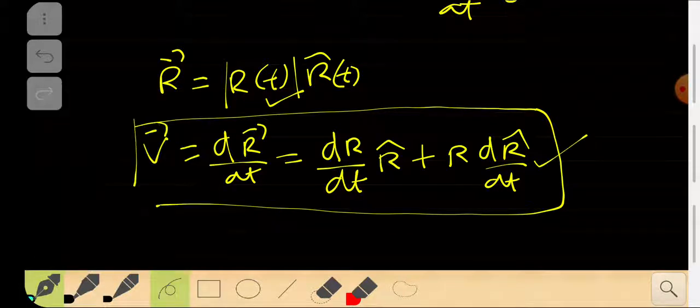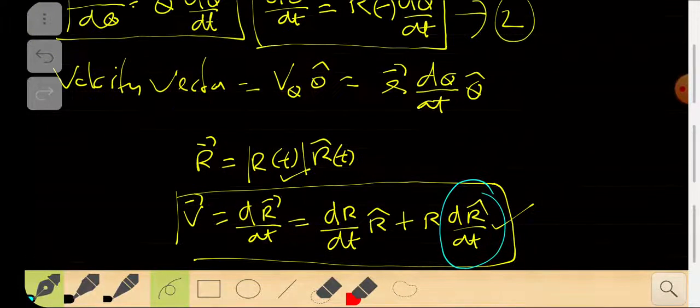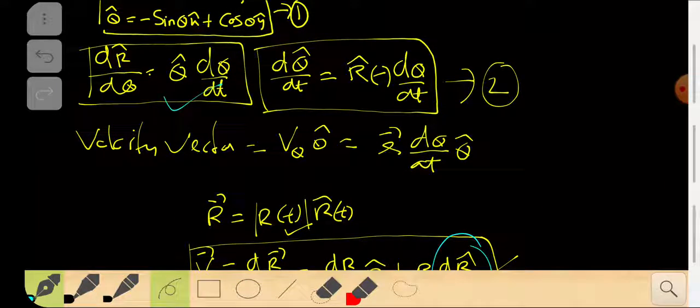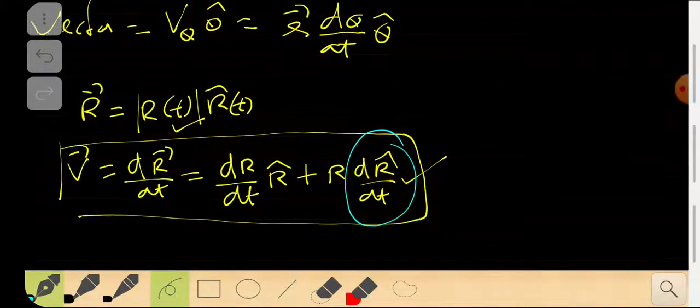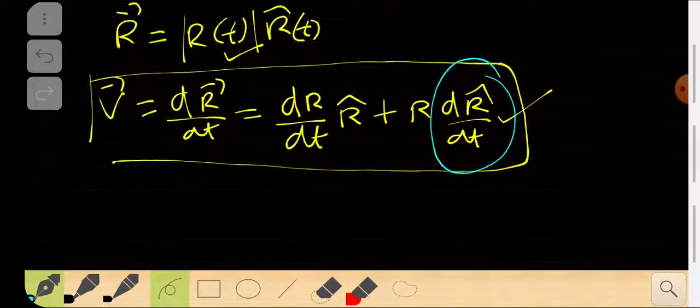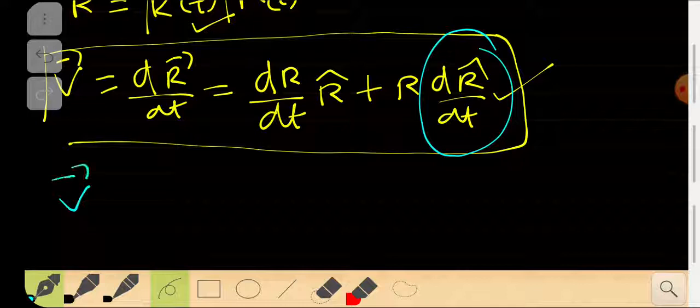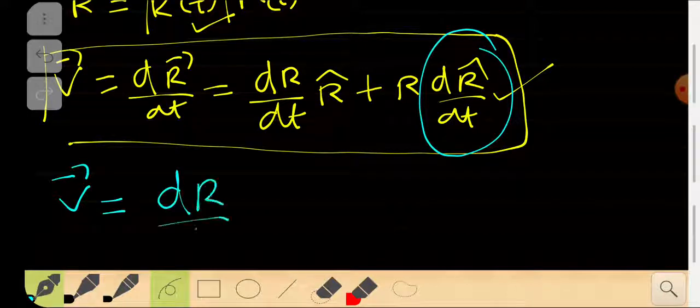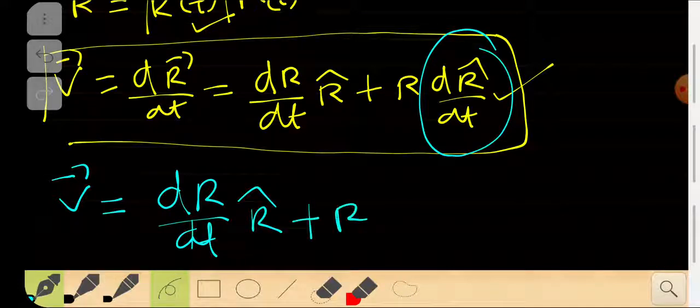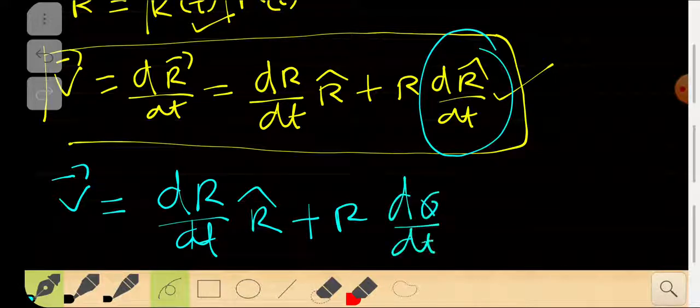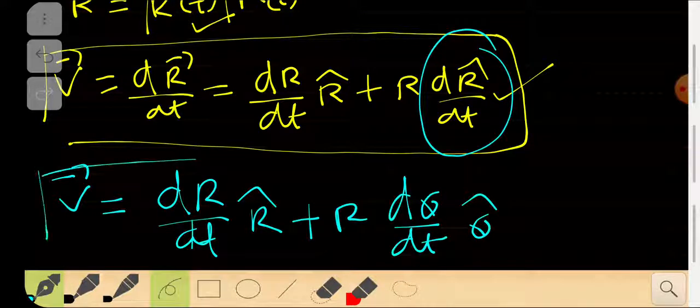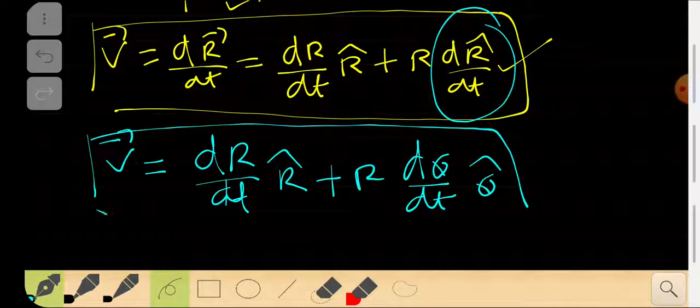So dr cap by dt, we know that, right? dr cap by dt is just theta cap into d theta by dt. So we can substitute for that value. Now what we get is velocity vector is equal to dr by dt in the r cap direction plus r times d theta by dt in the theta cap direction. So that's what velocity is for non-circular motions.